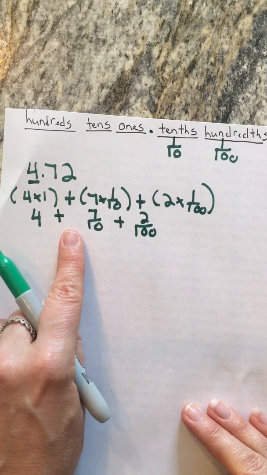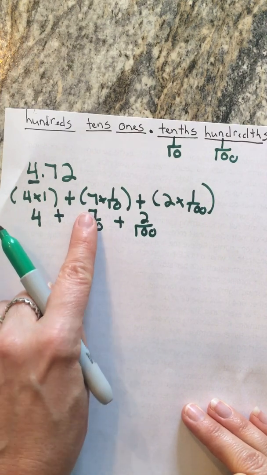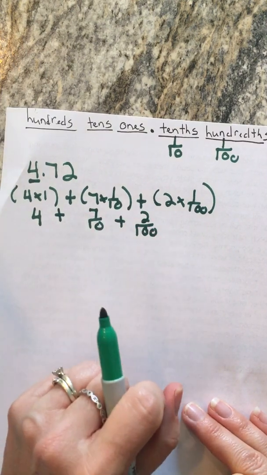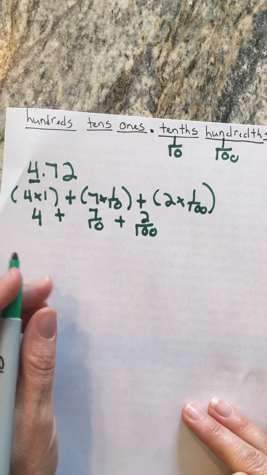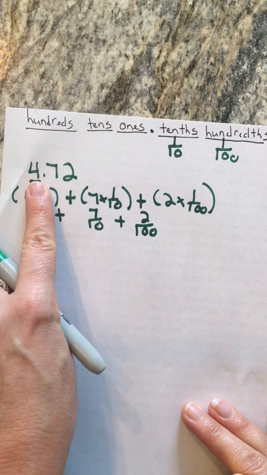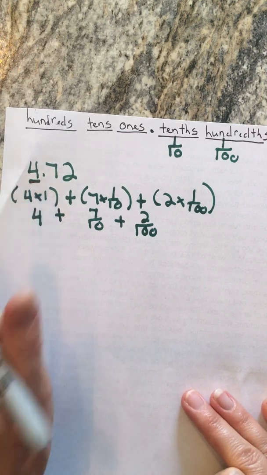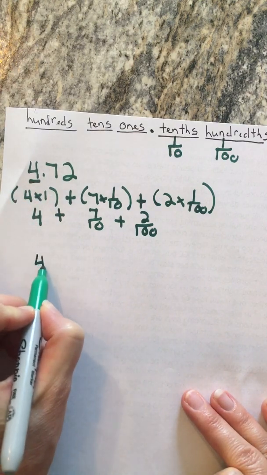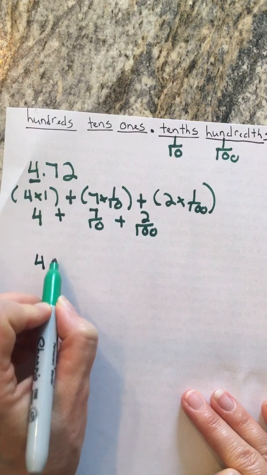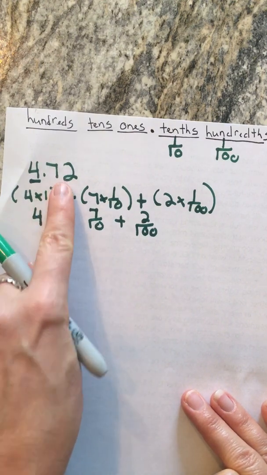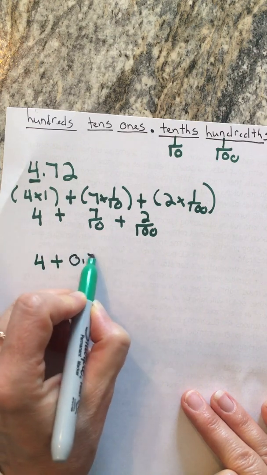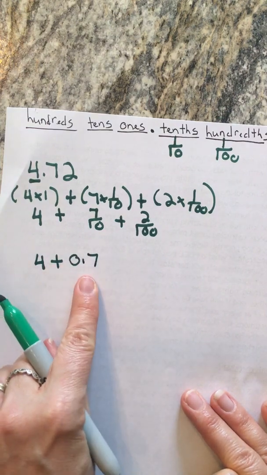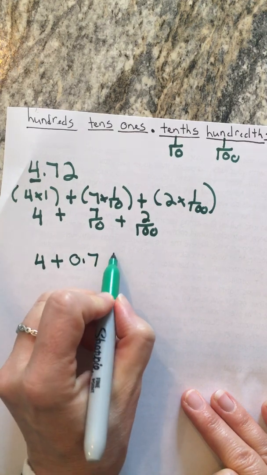We can also show this with actual decimals. Now, fractions and decimals are really the same thing. They're just represented differently. This is what I mean. So again, I go to my first place value. It's in the ones. There's 4 of them, so I'm going to leave that the same. Then I'm going to go to my tenths. Well, 7 tenths can be written as 0.7 because the 7 is in the tenths place.